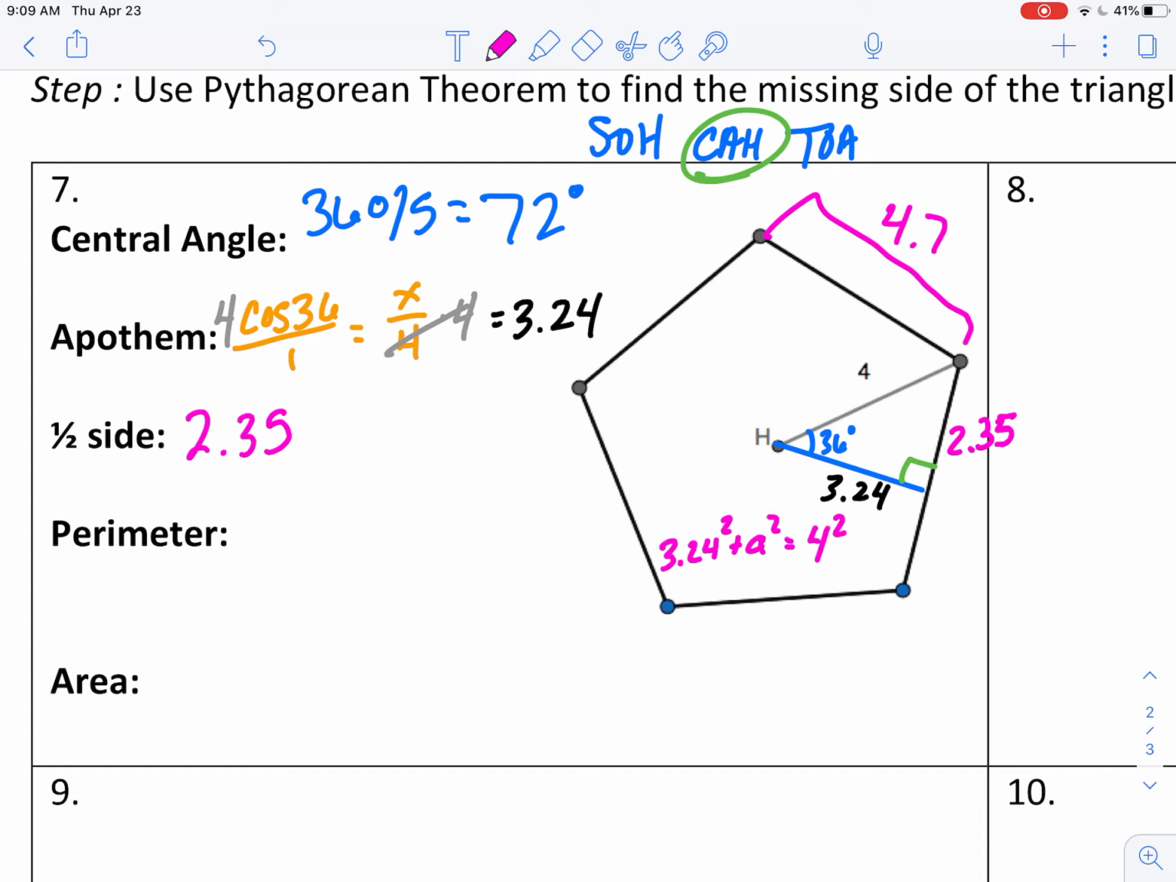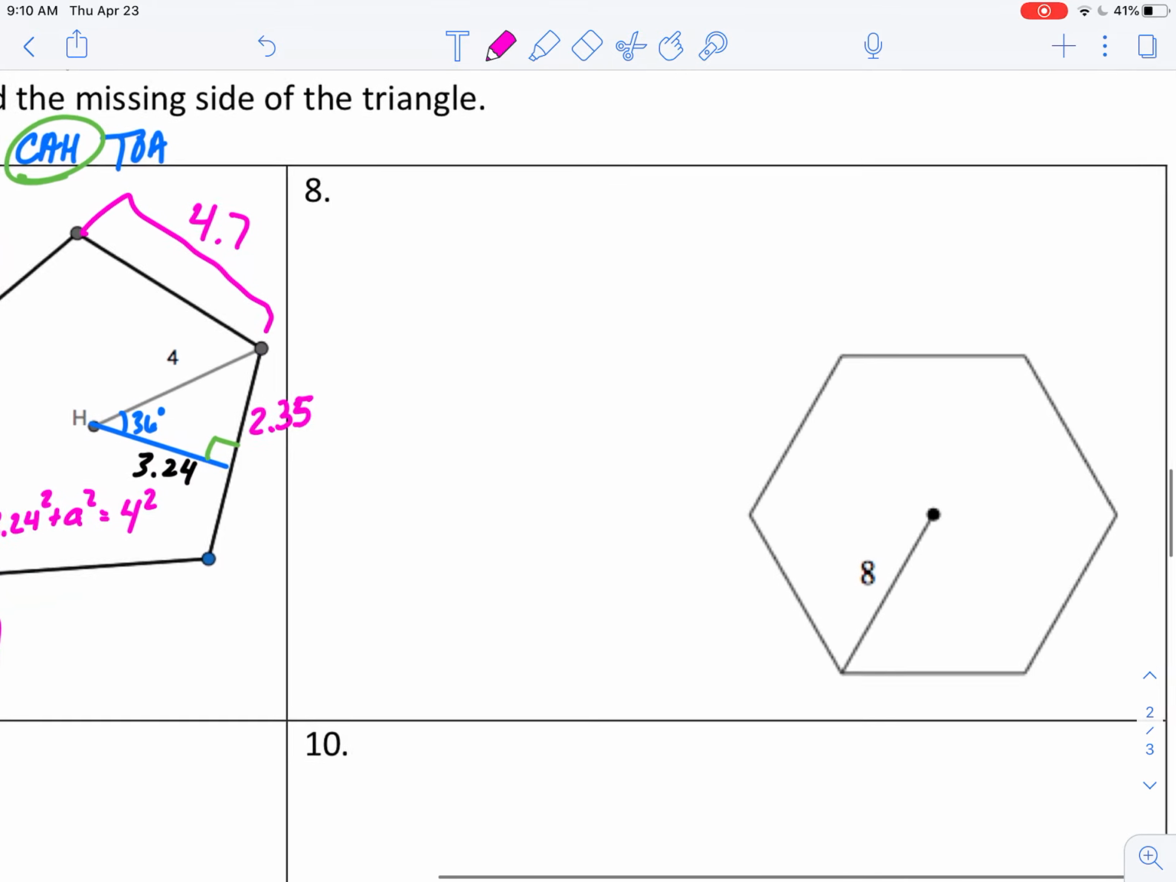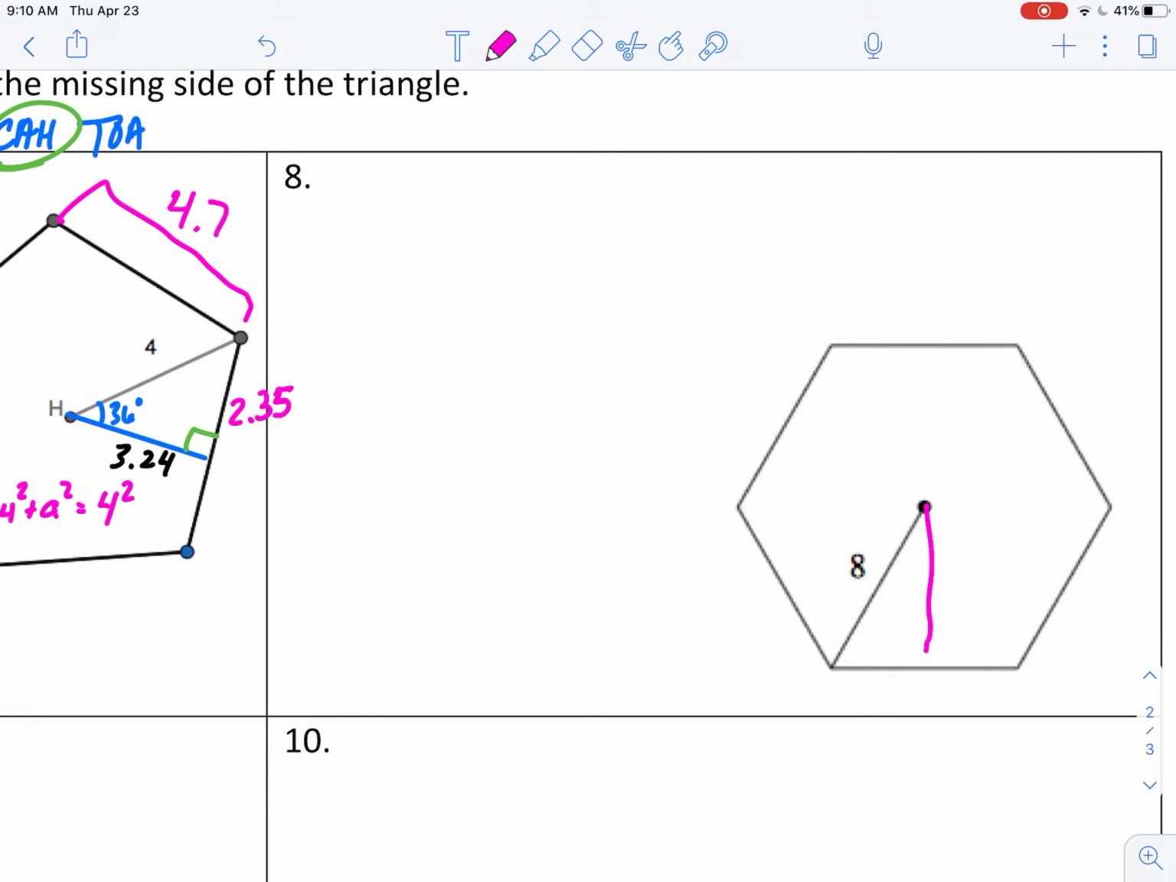So if half of this is 2.35, then what's my side length? If half a side is 2.35, then a whole side length is 4.7. So 2.35 is half a side, so the perimeter is 4.7 times 5, because I have 5 sides, is 23.5. So I've got 1/2 times 23.5 times the apothem of 3.24. And that's going to get me 38.07 square units.